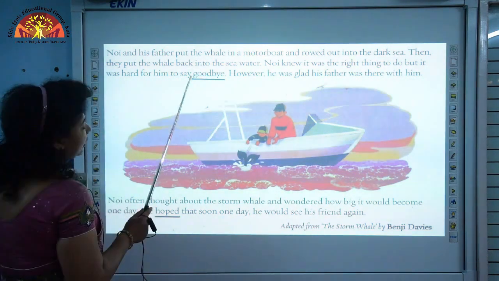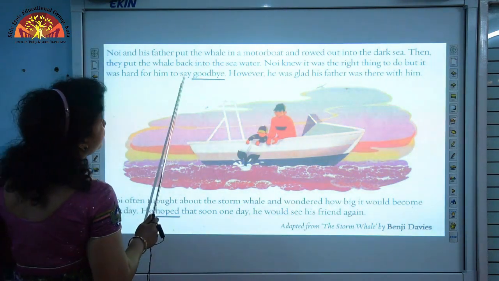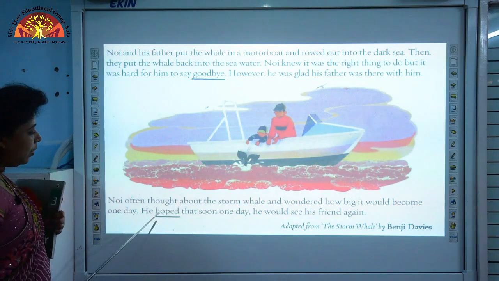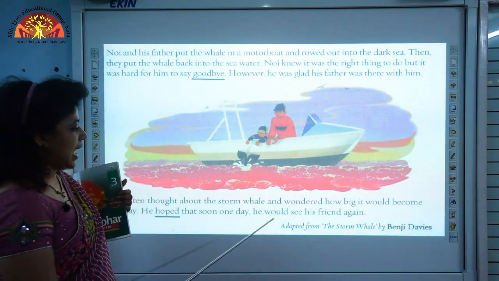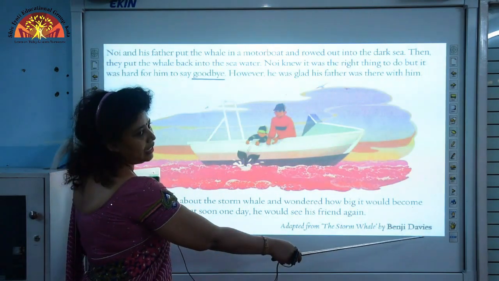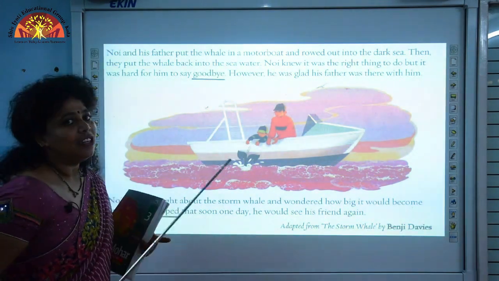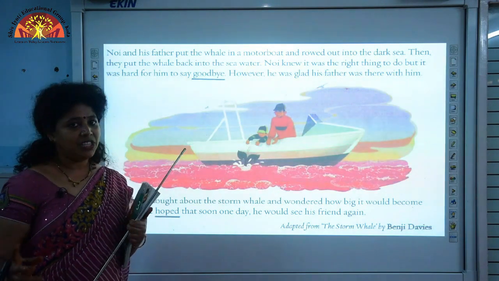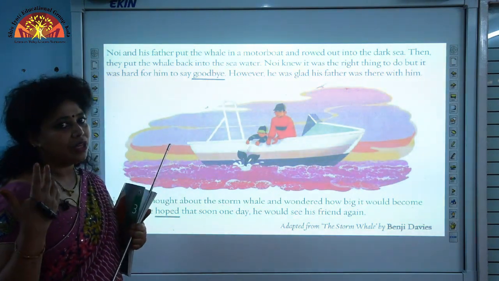So please children, I want you to underline your new word goodbye and hoped. So this story has been adapted from The Storm Whale by Benji Davis. So this concludes the explanation of this chapter, children. Let us proceed to the copy work.